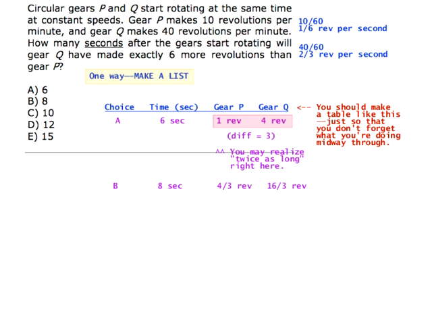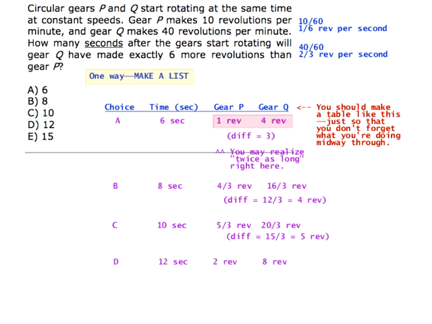This difference is 12 thirds, which is 4 revolutions. Not good enough. C, 1/6 of 10 is this terrible number. It's 5 thirds. It's 10/6. Then it's 20 thirds. So the difference here is 15 thirds, which is 5 revolutions. We're getting close, right? B is 12 seconds. 1/6 of 12 is 2 seconds, 2 revolutions. 2/3 of 12 is 8 revolutions. Difference is 6. We win.